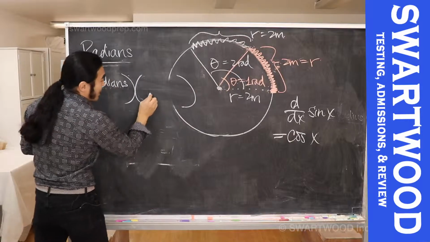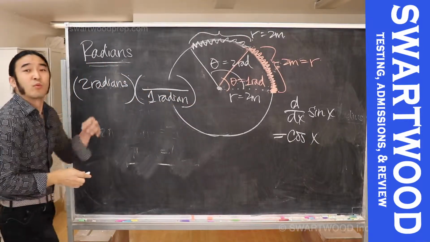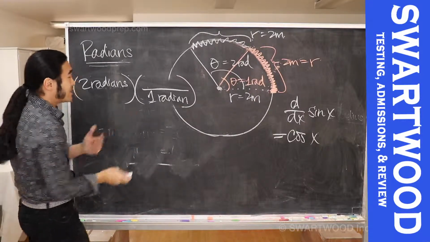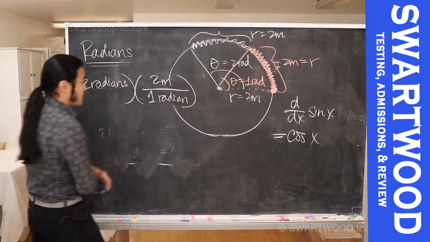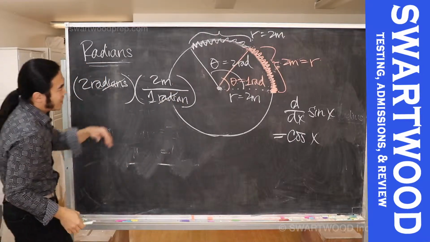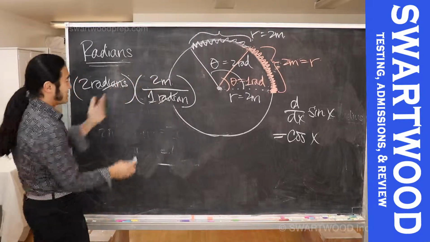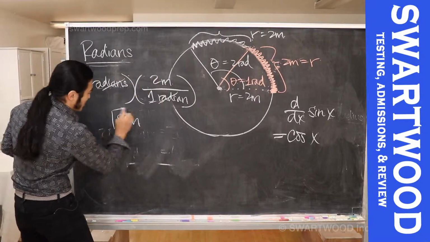Well, every radian, so 1 radian, right, is worth what? It's worth 1 radius on the outside. And in this case, the radius is 2 meters. Does everybody agree? And the units will cancel out. And it also makes sense in words, right? If you have 2 radians and each radian is worth 2 meters, then definitely you have 4 meters.